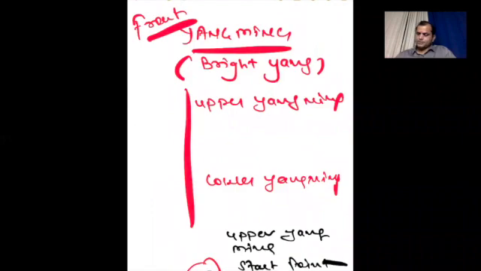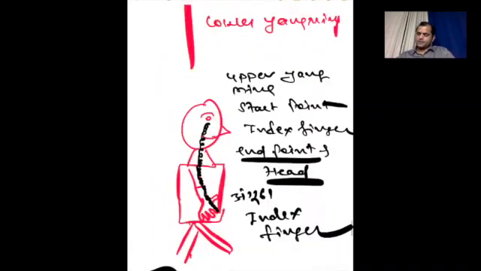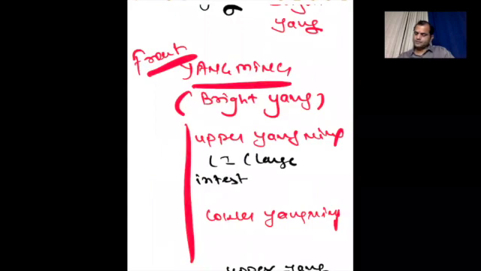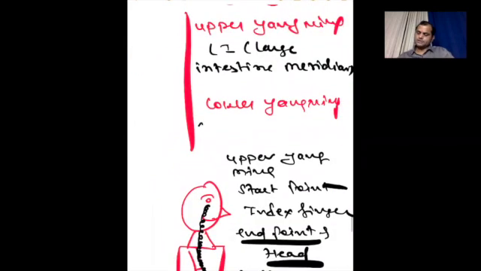So Yang Ming, also called bright yang. We can divide it in two parts, upper and lower. Upper Yang Ming is also called large intestine meridian. This is the other name of upper Yang Ming. And lower Yang Ming is also called stomach meridian.